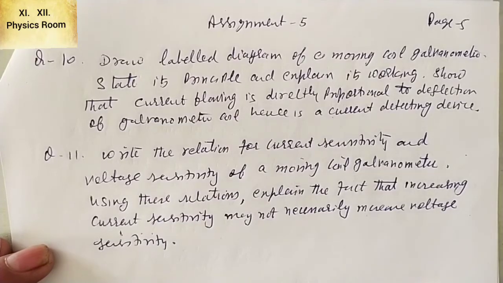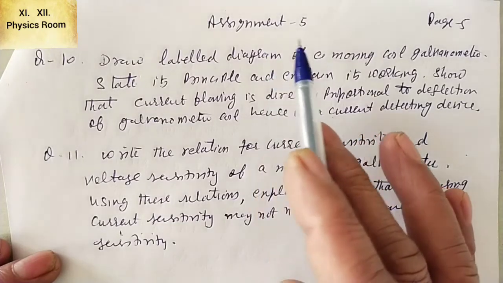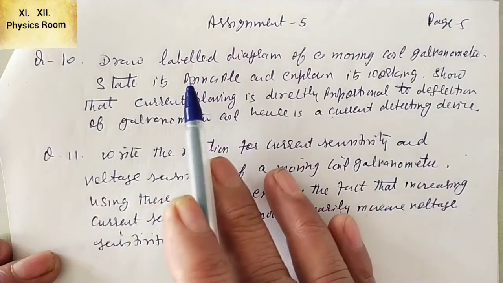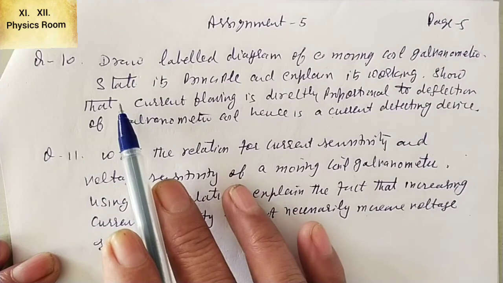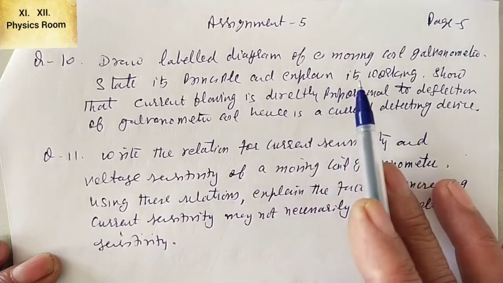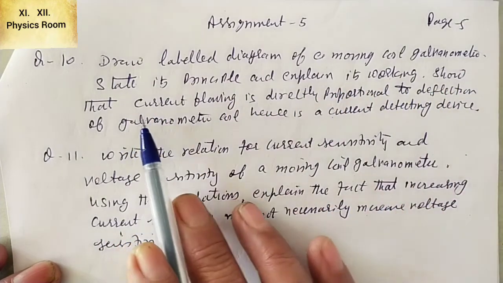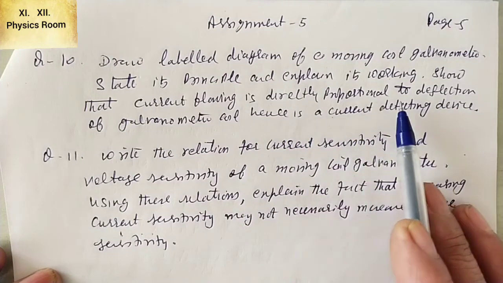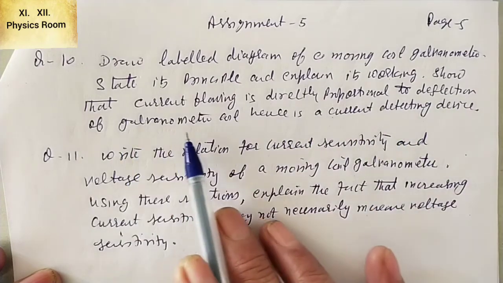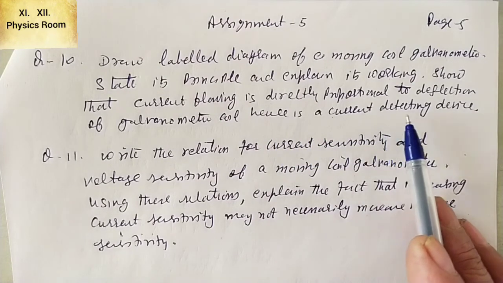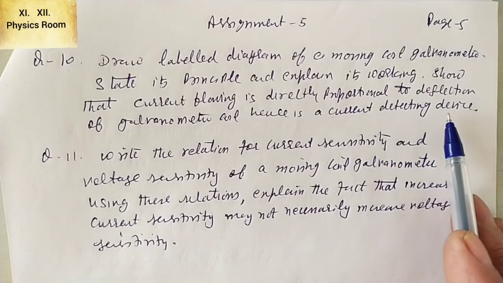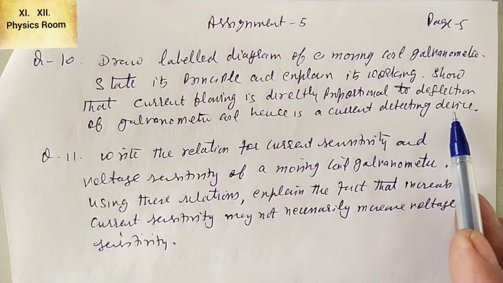Now assignment 5. Assignment number 5, question number 10. Draw a labeled diagram of a moving coil galvanometer. State its principle and explain its working. Show that current flowing is directly proportional to the deflection of the galvanometer coil, hence it is a current detecting device. This is the article that you have to do.